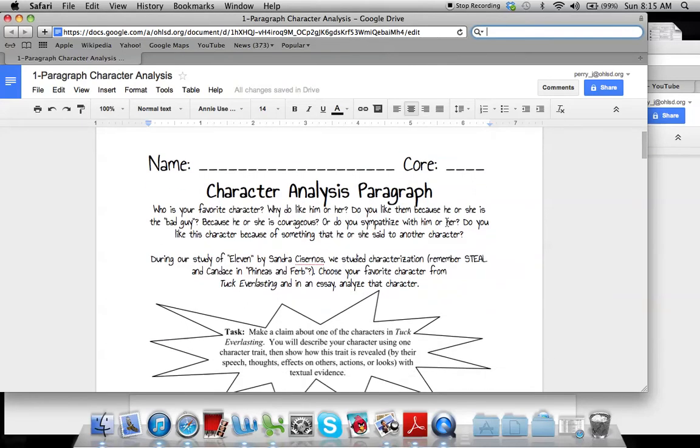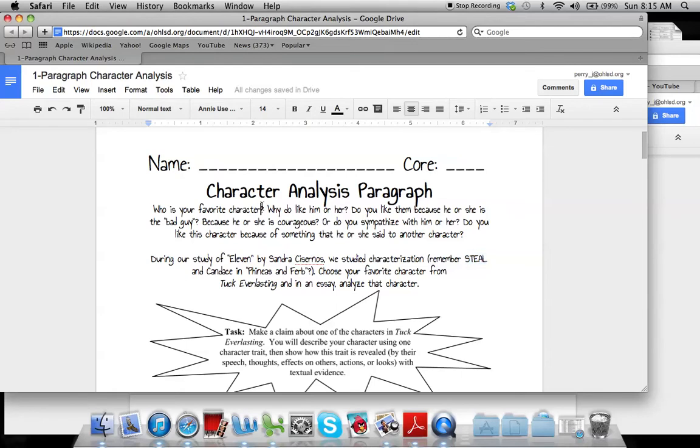When we studied 11, we studied characterization. Remember we analyzed Candace through this acronym STEAL? We looked at her speech, her thoughts, her effects on others, her actions, and her looks. We're going to do the same thing with a different character from Tuck Everlasting.